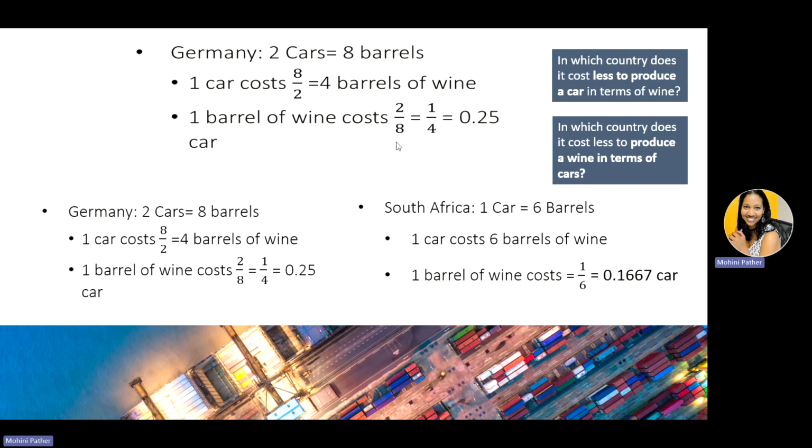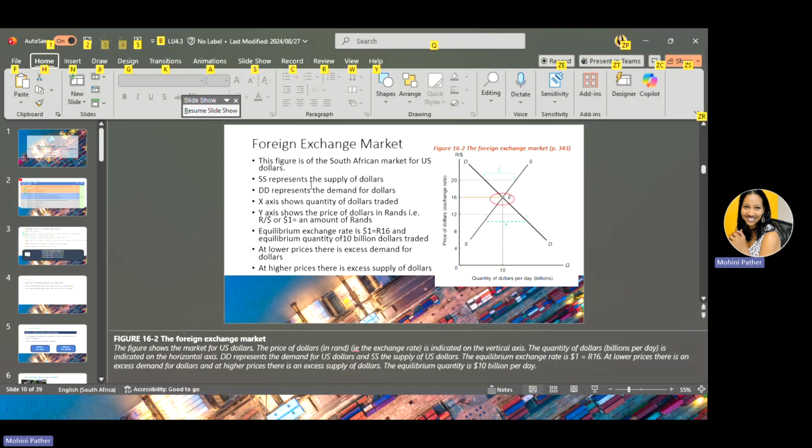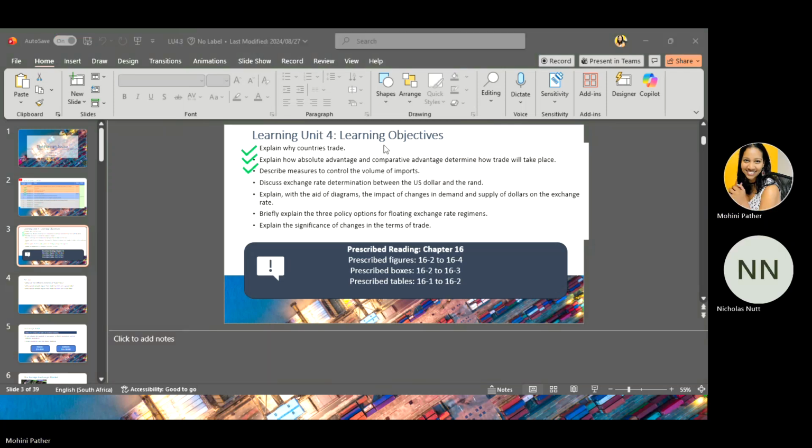Then there was the other thing that I wanted to look at before we move on. So this is still part of Learning Unit 4. Just a couple of things I wanted to highlight. We have looked at these learning units in various levels of detail. If you guys have any questions, please let me know.